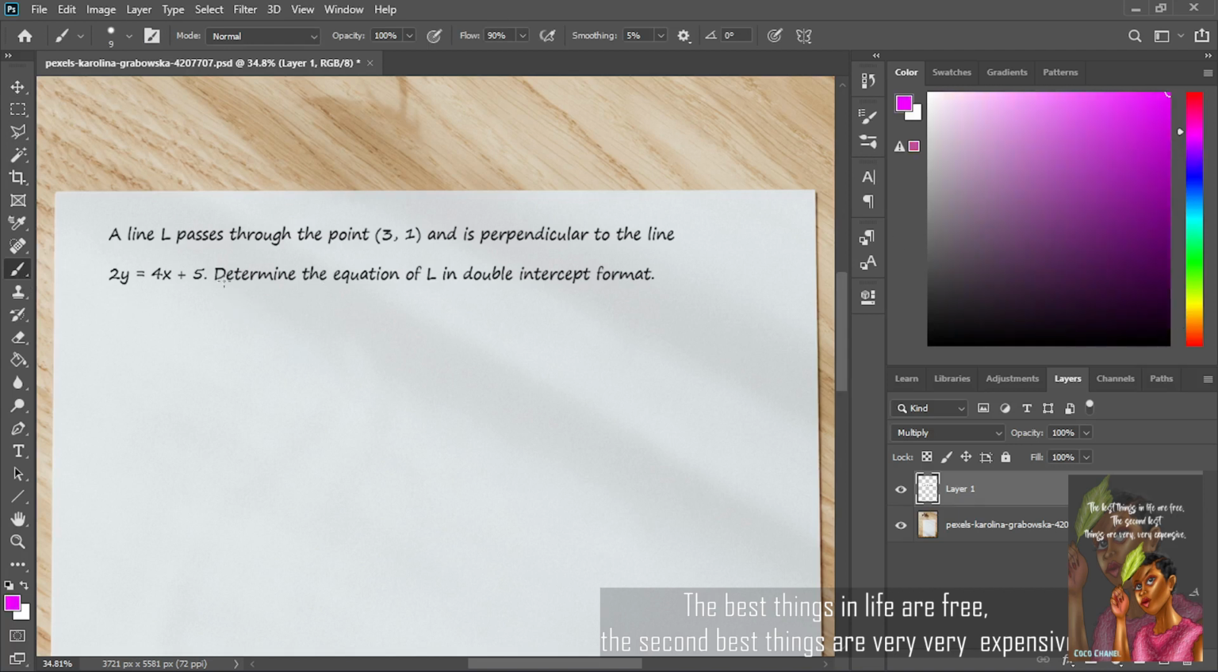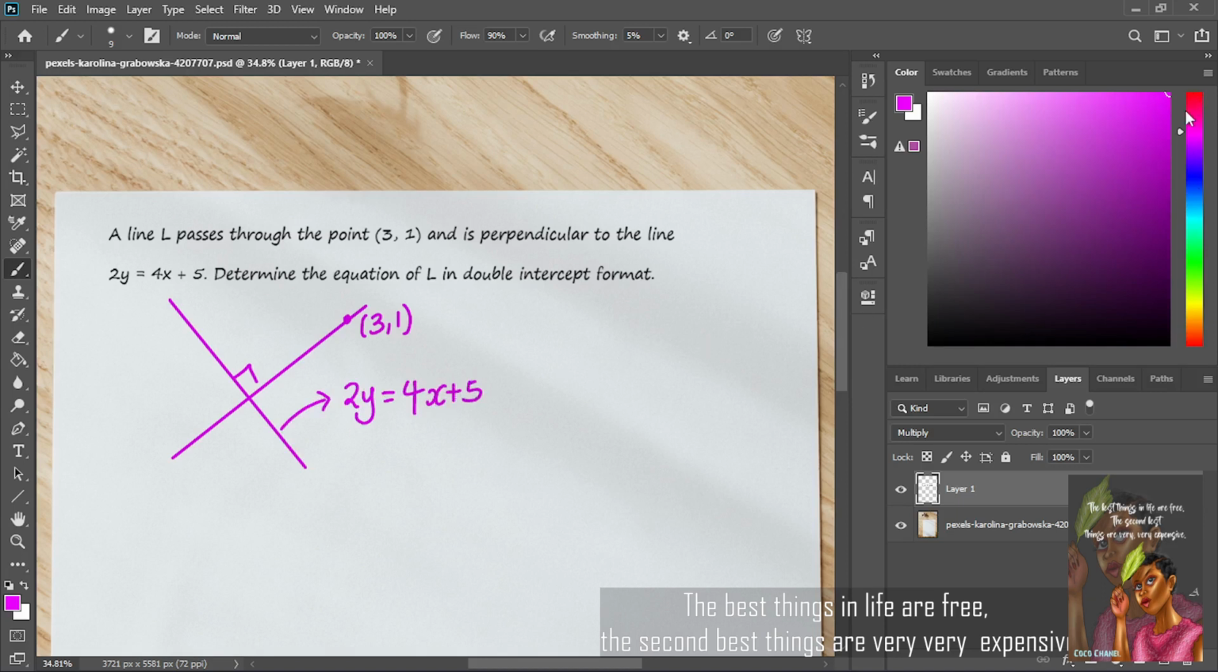So in this particular case we have two lines. We have the first line which runs that way, and along that line we have a point (3,1), and then we have another line perpendicular to it, and this other line we have been given the equation, and the equation is 2y = 4x + 5.